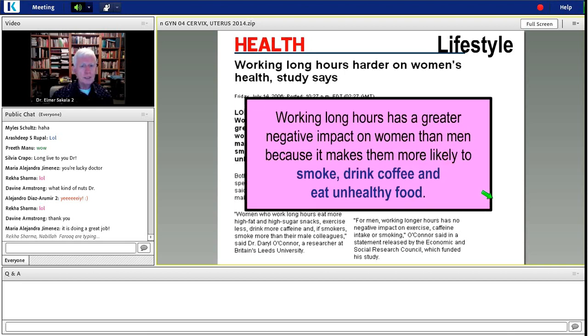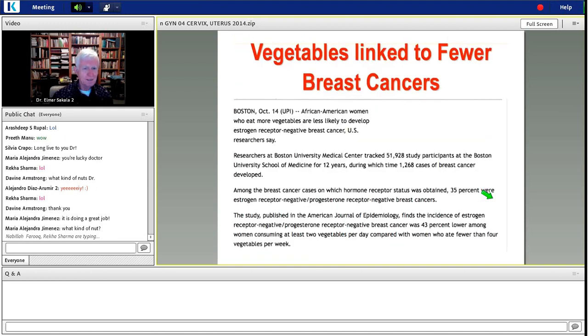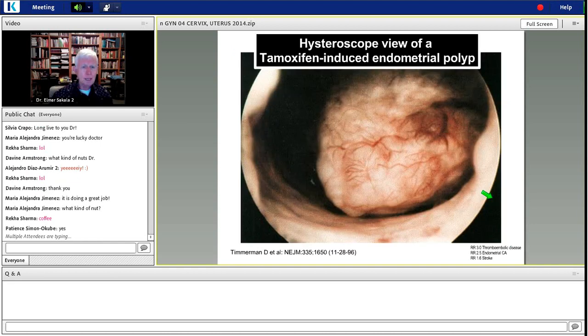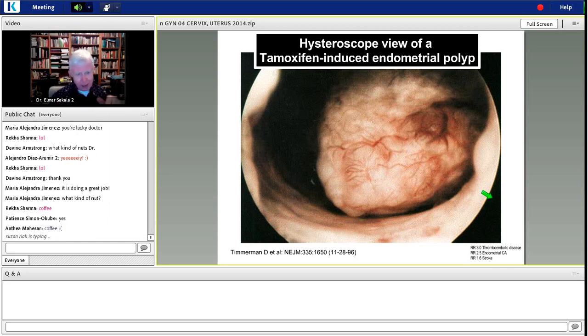Working long hours is harder on women than men because it makes them more likely to smoke, drink, drink coffee, and eat unhealthy food. Ladies, are you listening? Vegetables are linked to fewer breast cancers. Soy intake may reduce breast cancer risk. Well, enough. You guys think you can live forever, but you won't. You'll listen to me sometime.